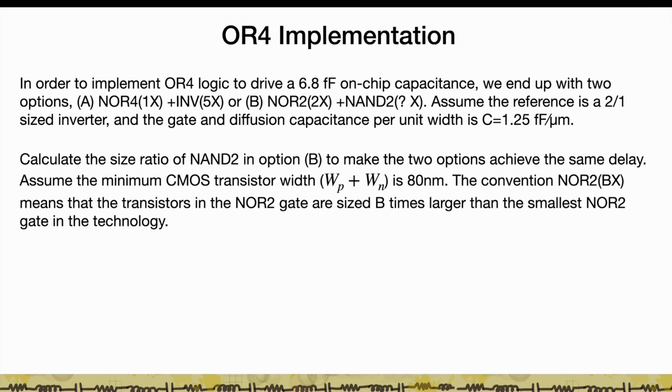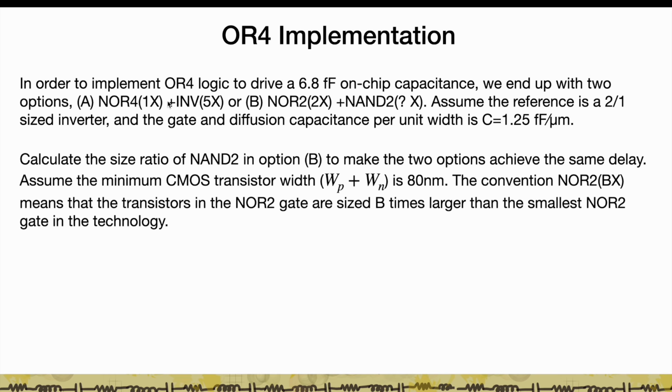So again, let's look at another problem. Again, this is drawing on similar concepts of logical effort and path efforts. In order to implement an OR4 logic to drive a 6.8 femtofarad on-chip capacitance, we end up with 2 options. So either I implement the OR4 as a NOR4 with an inverter, or as a NOR tree. So I have 2 NOR2s and a NAND2 connected to it.